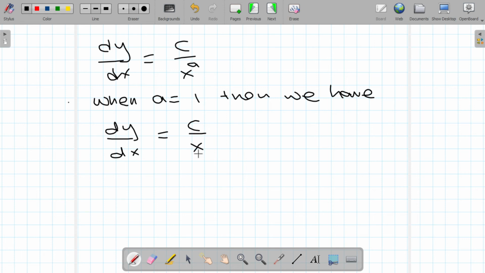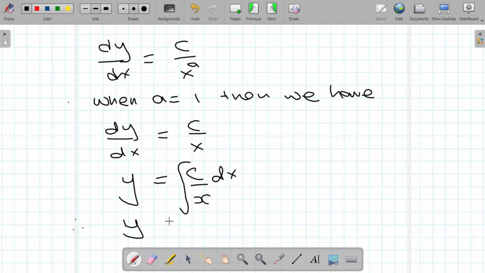Now this is why we have to consider two separate cases, because when a is 1, we have dy by dx equals c over x, and the only way to integrate both sides of the equation, and particularly the only way to integrate the right hand side of the equation with respect to x, is by turning this right hand side into a logarithm. So what we've got is y equals the integral of c over x dx, and that gives rise to, well, first of all, let's write this solution underneath.